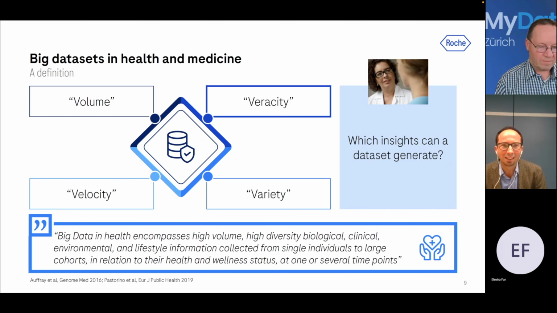A definition that works quite well is how big data in health encompasses high volume, high diversity biological, clinical, environmental, and lifestyle information, collected from single individuals to large data sets in order to have cohorts in relation to their health and wellness status at one or several points. With this, we should be nicely set up, now that we have a definition for the rest of the talk.